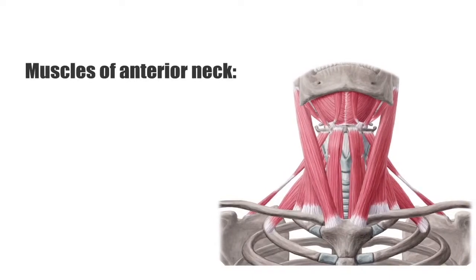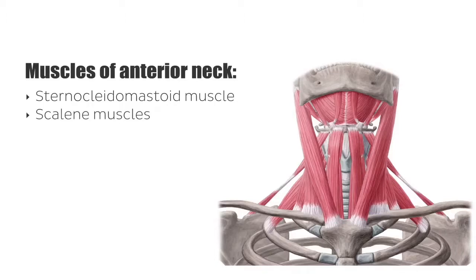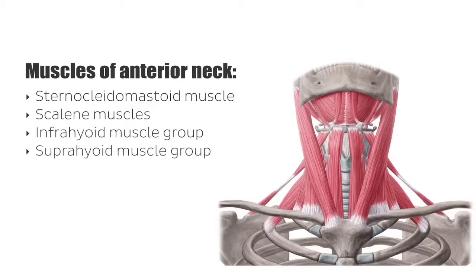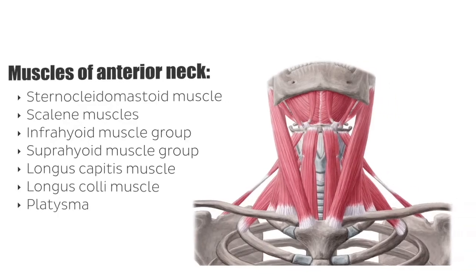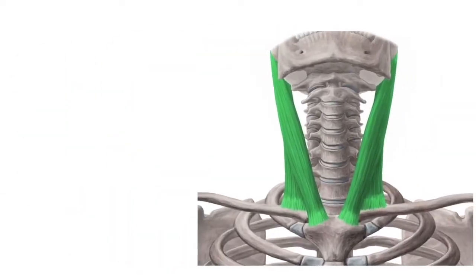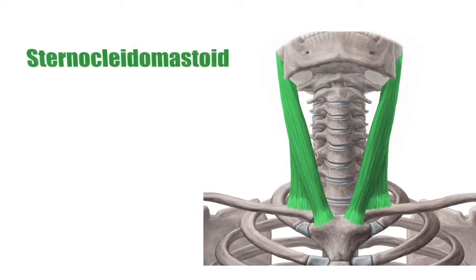Now, the list includes the sternocleidomastoid, the scalene muscles, the infrahyoid muscle group, the suprahyoid muscle group, the longus capitis muscle, the longus colli muscle, and the platysma, the first one that I removed from the image. So quite a lot to cover on this tutorial. Let's start off with this one that you see here highlighted in green. This is known as the sternocleidomastoid muscle.